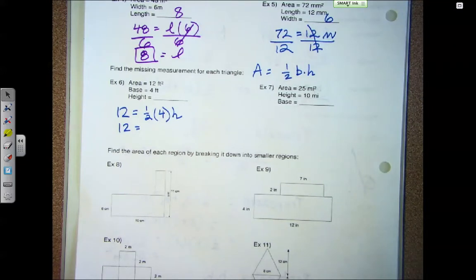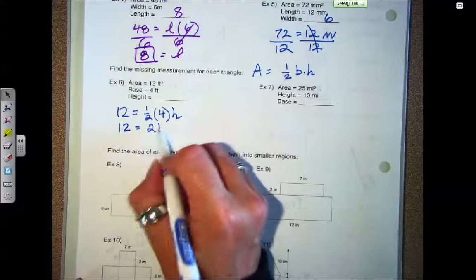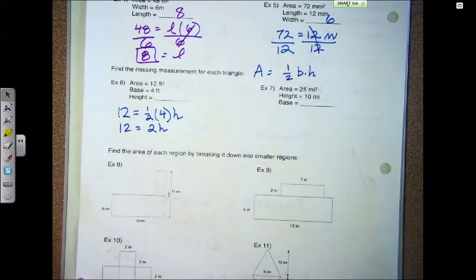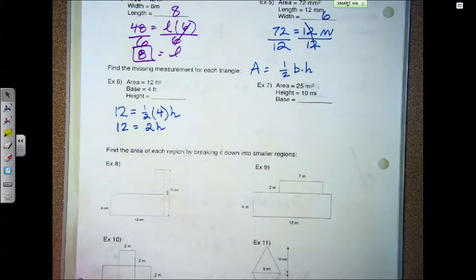What's half of 4? 2. So I have 2 times h. Now what do I do to both sides to solve for the height? Minus 2.